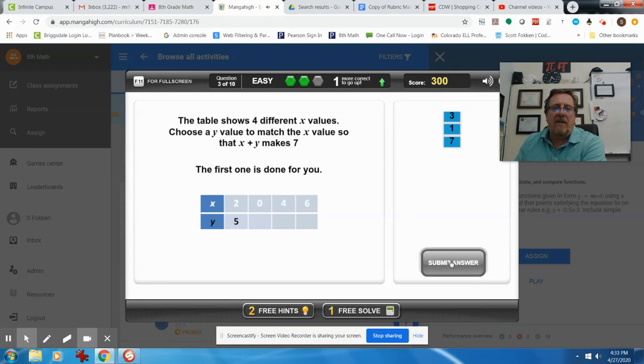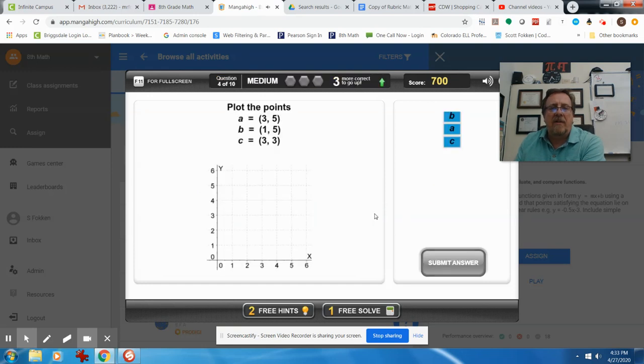Choose a y value to match the x value so that when we add them, we get 7. Notice 2 plus 5 gave us 7. What could we add to 0 to get to 7? And the answer, of course, 7. Add these and you get 7. 4 plus some number should give us 7. 4 plus 3. And 6 plus some number, 1. Notice that the sum, when we add these together, we're going to get 7 for each of these, right? 7, 7, 7.